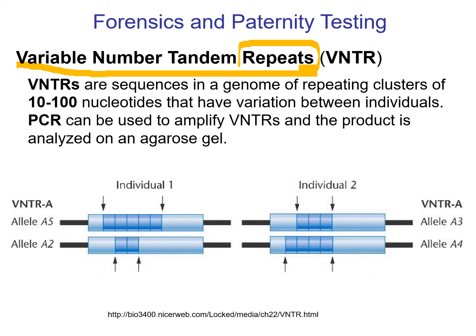So take a look at this example here. We have individual 1 over here on the left. And individual 1, we're looking at allele A5. So this particular person has 2 alleles. Remember, we get 1/2 of our DNA from mom and 1/2 of our DNA from dad. One of their parents gave them 5 repeats, so 1, 2, 3, 4, and 5. The other parent gave them 2 repeats, 1 and 2. Individual 2 has a different pattern. They have 3 repeats on one chromosome and 4 repeats on the other chromosome.